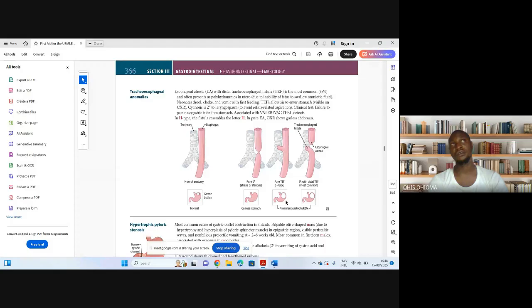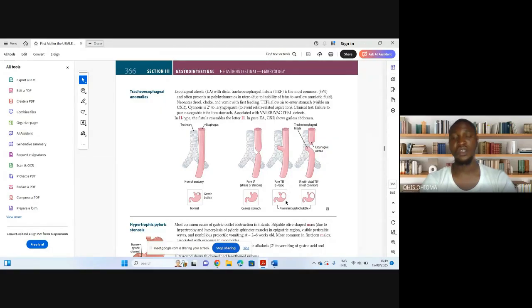You can differentiate radiologically the different types of atresia by knowing the prominent gastric bubble. You should know that the one that's a pure atresia or stenosis, the first one here, you won't see that gastric bubble because there is no conduit between the trachea and the esophagus.